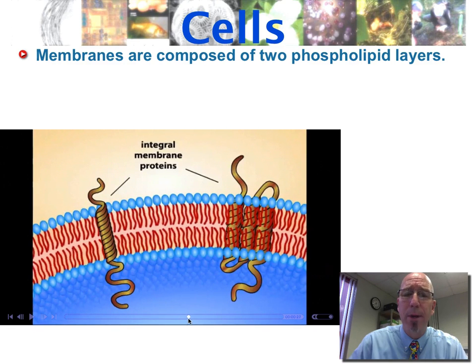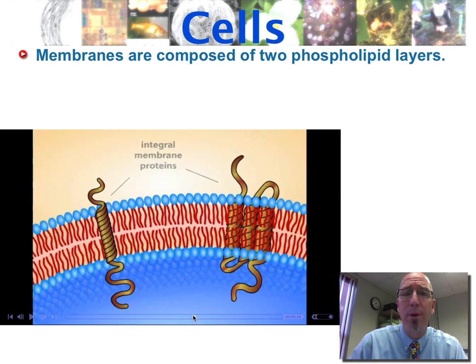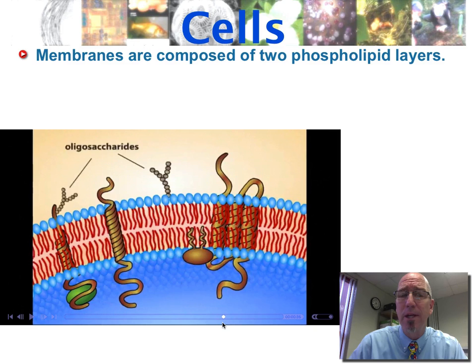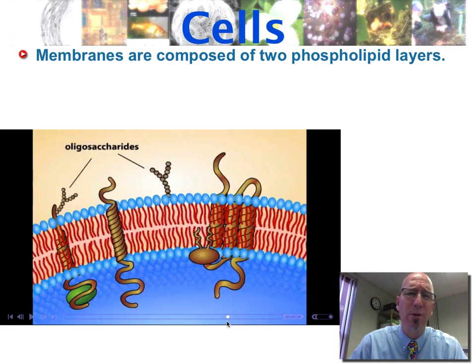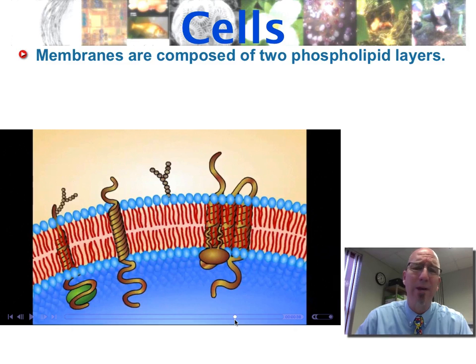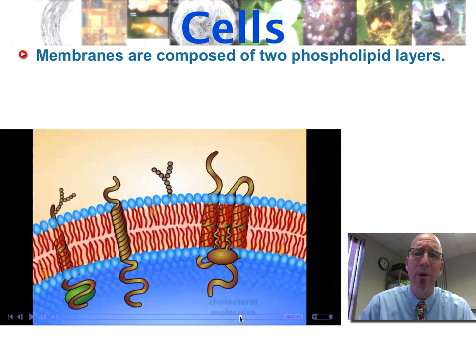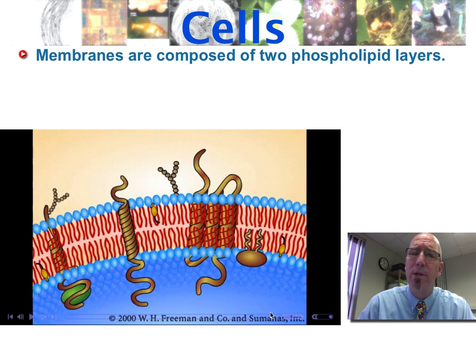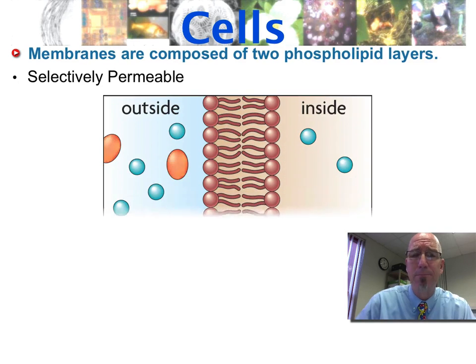Now there are other things embedded in there. Here are some integral membrane proteins, which means they're right in the membrane, and actually they go all the way through. We have some that are kind of stuck on the outside. We also have sugars that act as cell markers, identifying the cells. Those are oligosaccharides, and you've seen the words monosaccharide or polysaccharide. And then cholesterols, which help keep the membranes fluid. So membranes are really complex, the fluid mosaic model.